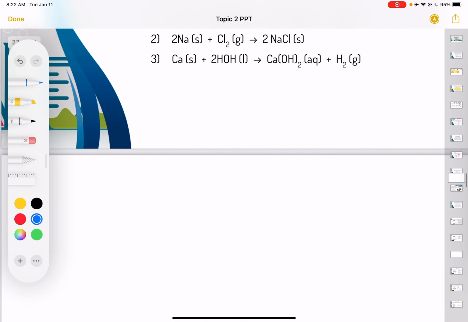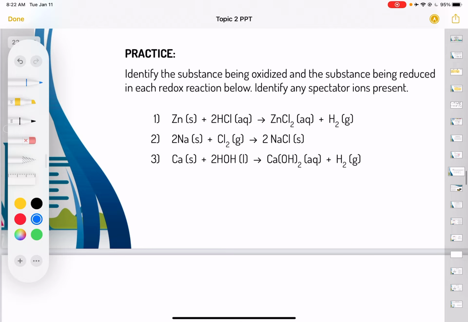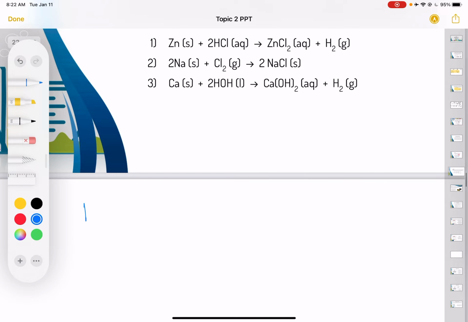Here's a practice as well. Again, we can do some of these. It says, identify the substance being oxidized and the substance being reduced. In each redox reaction below, identify any spectators. So this is more just identifying, and that's all you're really doing in these types of reactions.